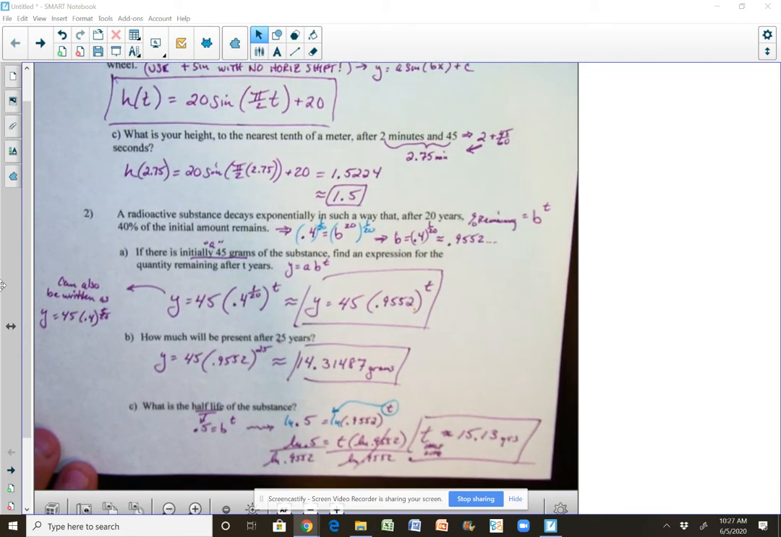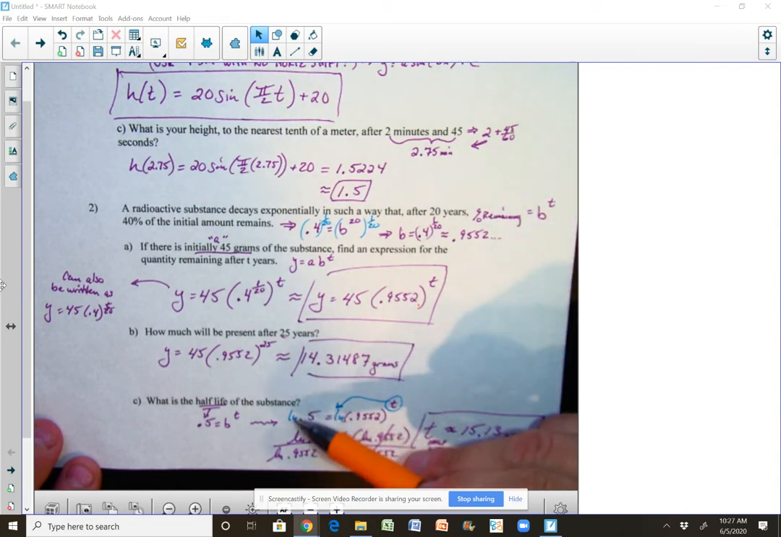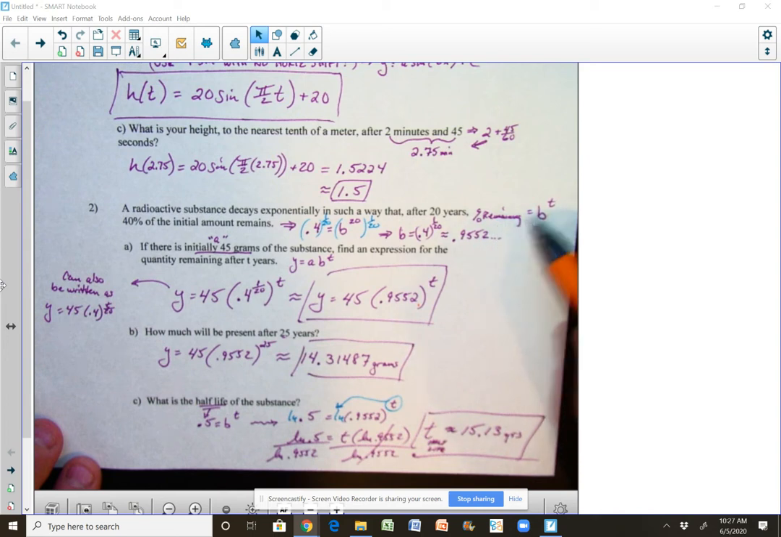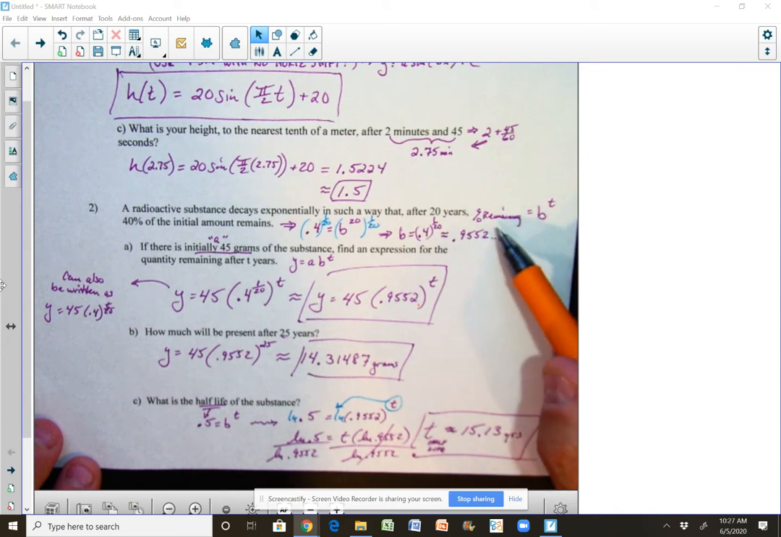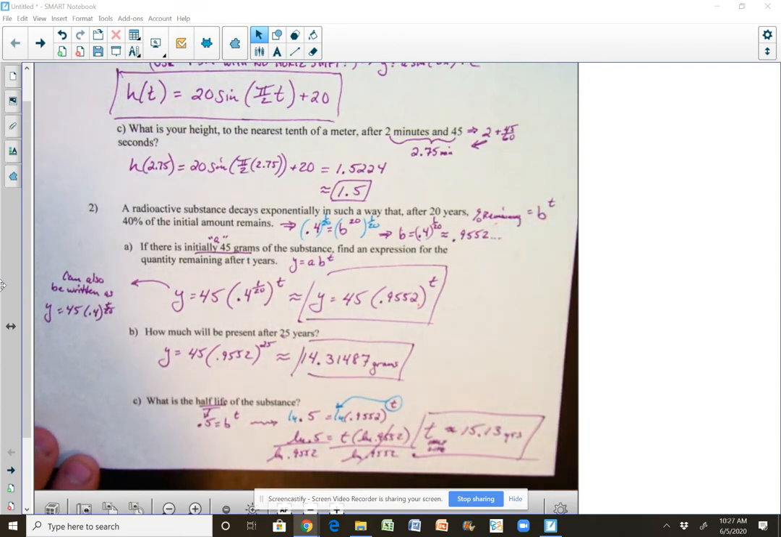And then the last one, what's the half-life? So again, remember this idea of percent remaining equals b to the t. For any half-life, it would be 0.5 equals b to the t. For any doubling time, it would be 2 equals b to the t. Tripling time, 3 equals b to the t, and so on and so on. So 0.5 equals b to the t. So we have that as our basic setup, just like here.